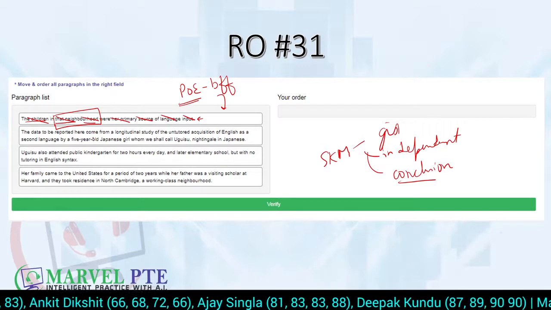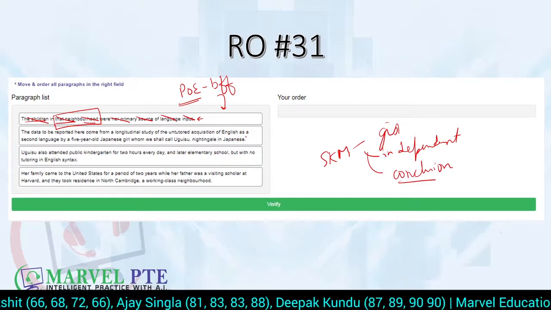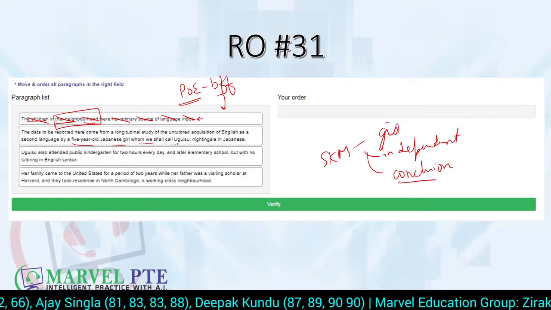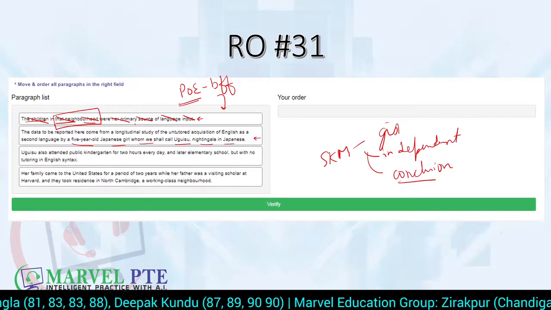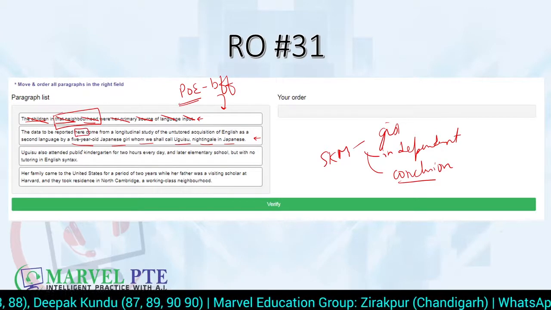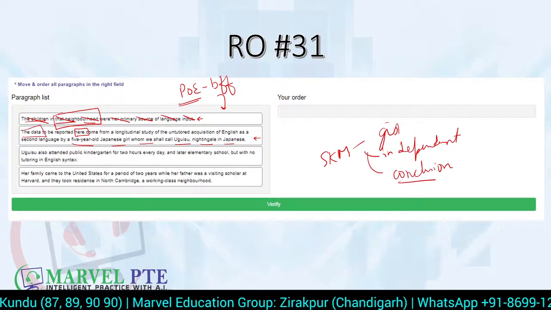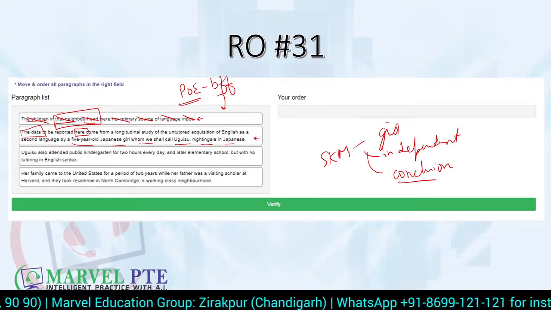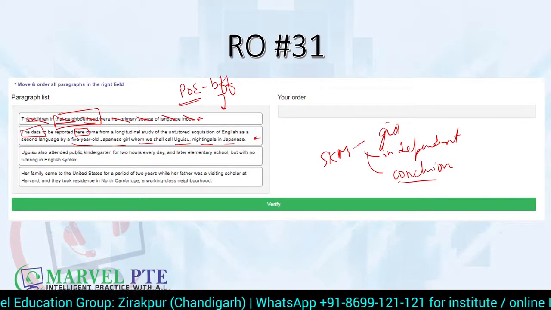The data to be reported here from a longitudinal study of the untutored acquisition of English as a second language by a 5-year-old Japanese girl whom we shall call Ugisu Nightingale in Japanese. Now some students feel, sir, here is used, just like that is used, so it is not an independent line. Here is used, but the data is being talked about. Is the data already defined or not? So can this be an independent line? No, this cannot be. We are going to see that. Let's move on to the next one.